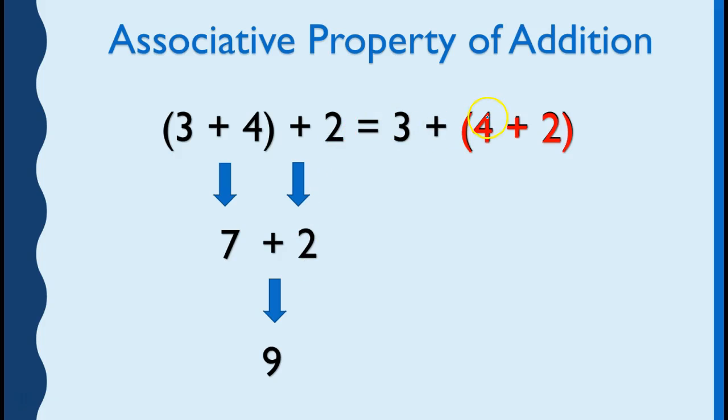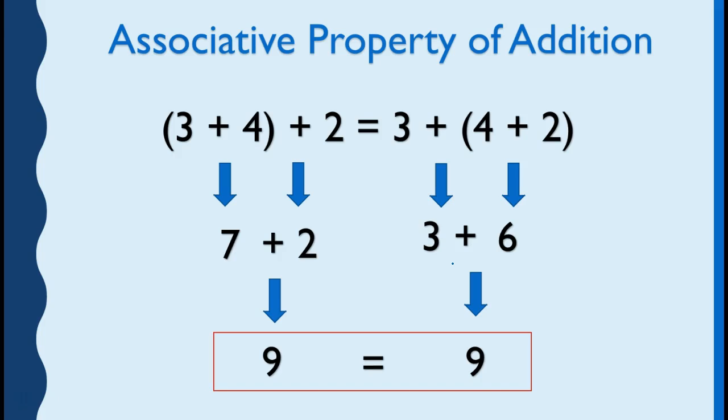Let's take a look at this side. This time we're going to do this part first. 4 plus 2 is 6. And we're going to drop this down. Plus 3. 3 plus 6 is 9. So wow, look at that. We get the same thing. So that's what the associative property is all about.